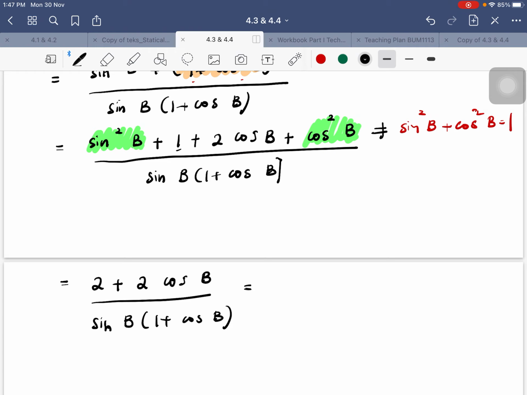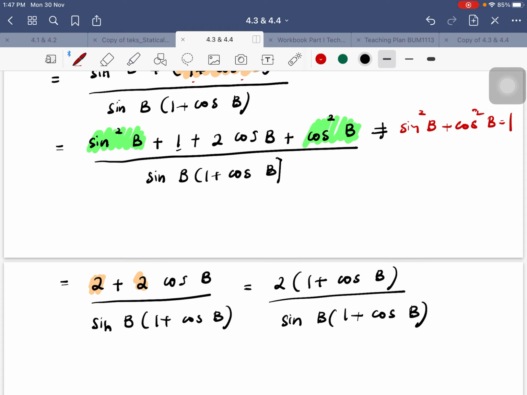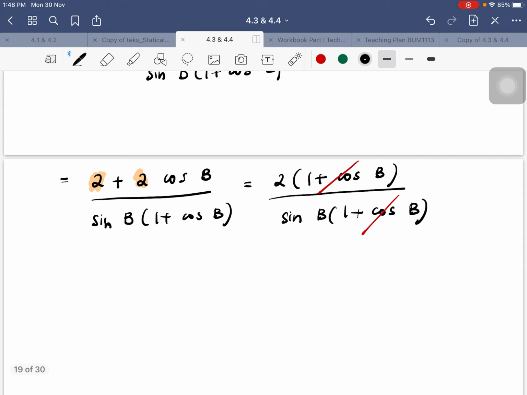And I noticed that both of the terms at the top actually have a common factor, which is a value of 2. So I'm going to factorize the 2, for which I'll end up with 1 plus cos b at the top, and at the bottom I'm going to have sine b multiplied by 1 plus cos of b. This is the reason why I factorized the 2, because if I factorize the 2, these two are going to be the same, and I can actually cancel them. So this is going to leave me a fraction in the form of 2 over sine of b.